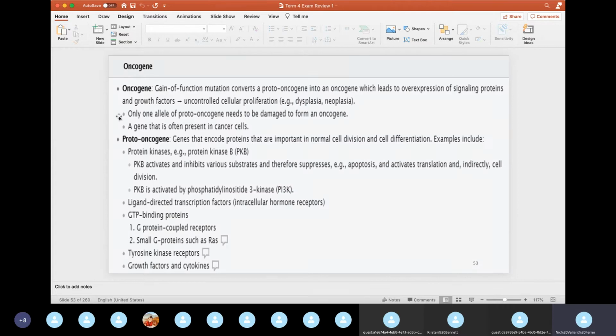Oncogene is a gain of function mutation, right? Only one allele needs to be damaged to form an oncogene. What's the difference between a proto-oncogene and an oncogene? Proto-oncogene is normal. It is normal in your cell division and cell differentiation. However, if one is damaged, it becomes an oncogene.